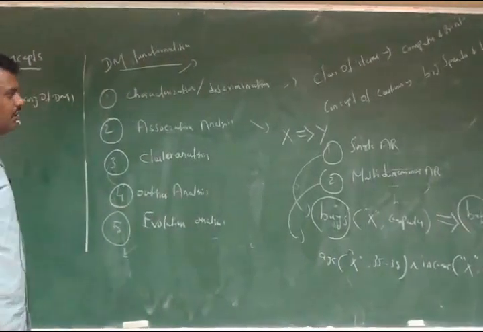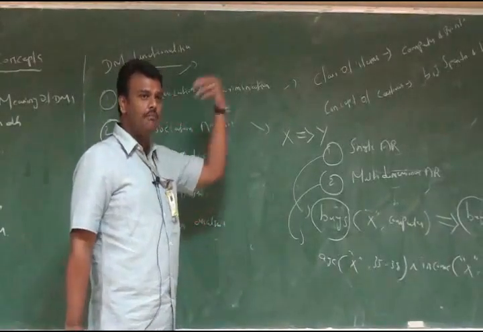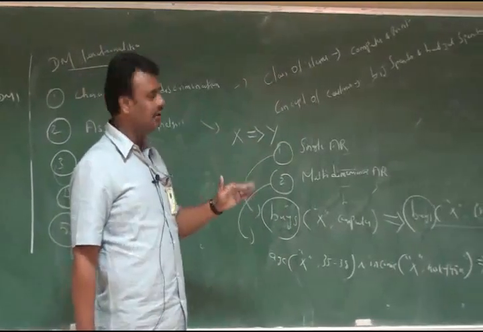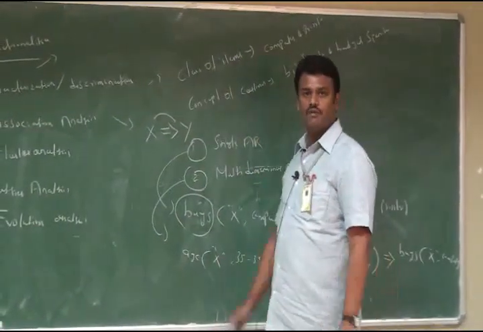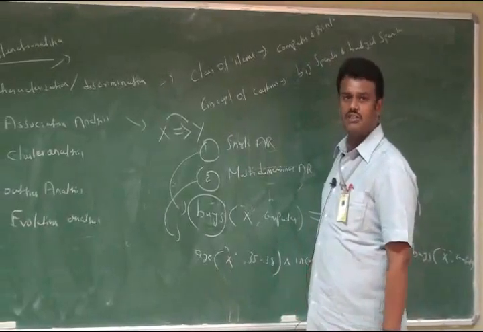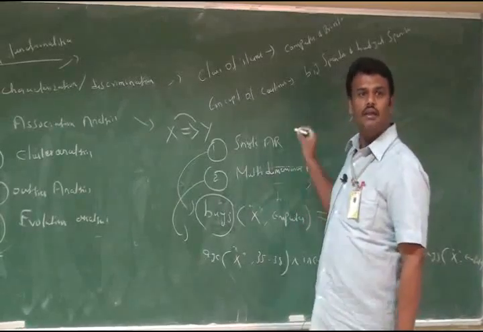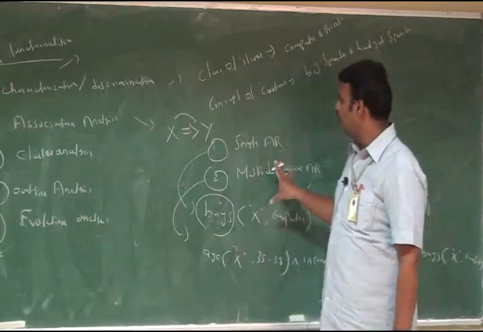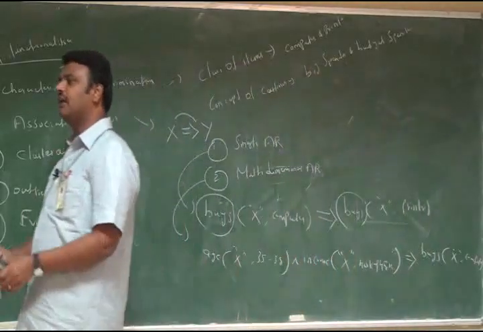Based on the association rule, we are going to calculate the support and confidence. What do you mean by support? The support means the number of transactions that contain both X and Y divided by the total number of transactions. What do you mean by confidence? How to calculate the confidence? The number of transactions that contain both X and Y divided by the number of transactions that contain only X, times 100. Based on support and confidence, we are going to calculate the buying habit of the particular customer. This is the association analysis.